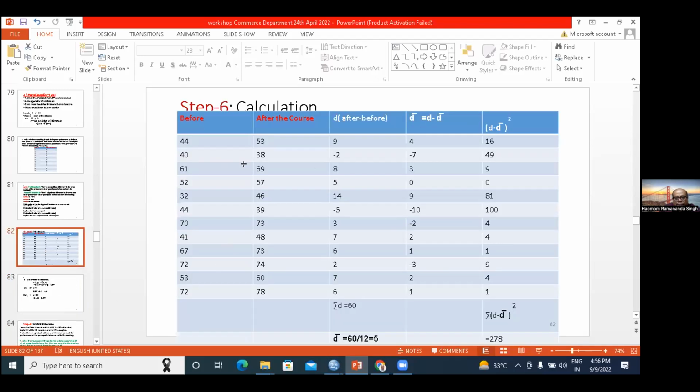Now we calculate it, before and after the coaching. These are marks scored by Mr. A, who scored 44 before and got 53 after the coaching. Mr. B scored 40 marks before the coaching, and after the coaching he or she got 38. So the difference: 53 minus 44 is 9. 38 minus 40 is minus 2. 69 minus 61 is 8. So this is the difference. Then you sum the differences and find the mean of the difference. The mean of the difference is 5.